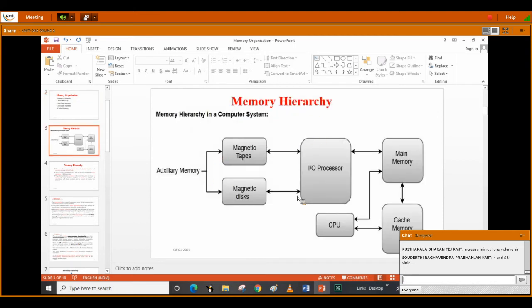First, in the auxiliary memory we transfer the data from magnetic tapes and magnetic disks. These need an I/O processor. After the I/O processor, it transfers the data to the main memory. The main memory transfers the data to the CPU. After the CPU, we can transfer the data into the cache memory. After the cache memory, the data is bidirectionally transferred to the main memory.